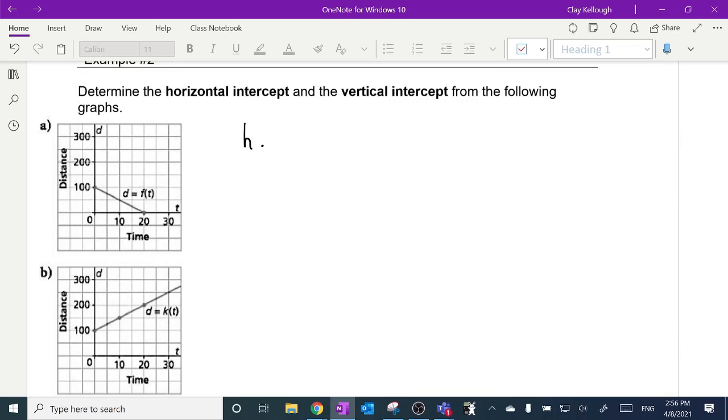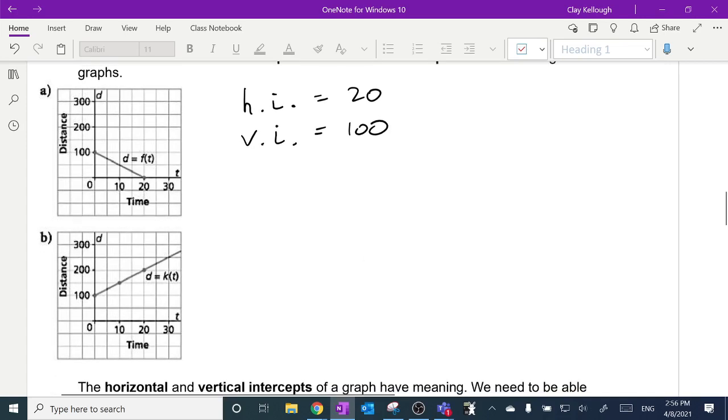The horizontal intercept for the first one here in A is definitely 20. The vertical intercept is definitely 100. Can you see those 2 points? Just read them off the graph. Now in B, well, I have a vertical intercept at 100 right there. What would you say about the horizontal intercept? Hey, that's a good argument here. Should I continue counting this way until I get to the point I want?